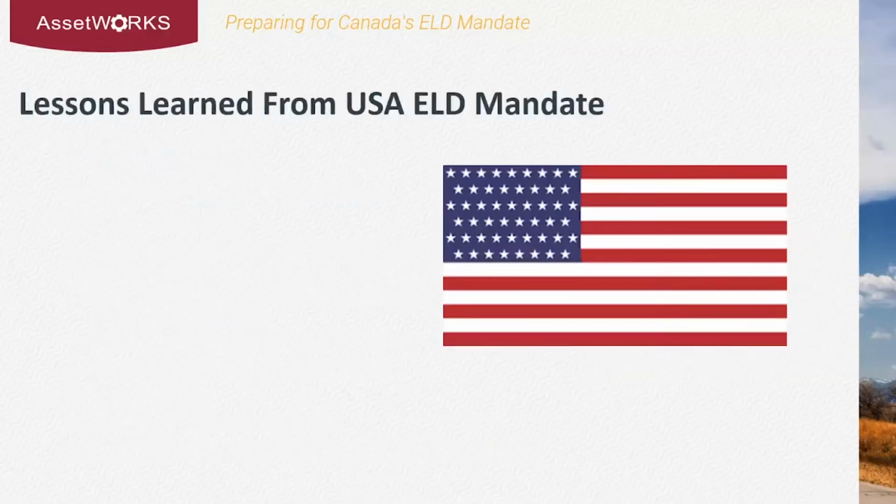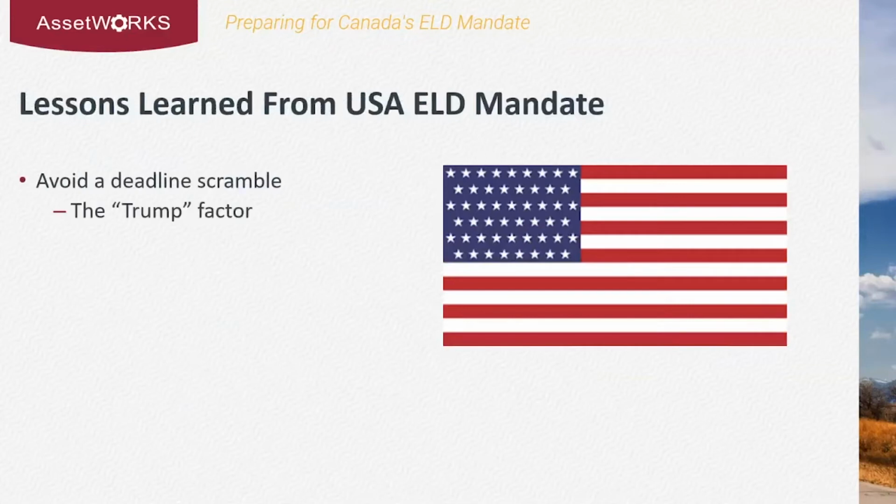Some of the lessons we did learn from the U.S. mandate were avoiding the deadline scramble. The U.S. had a Trump factor, and I don't mean the fiasco recently here this January, but back then Trump was expected to win the election, and people were just expecting he would overturn the ELD mandate. So there was a bit of a scramble, and a lot of organizations got caught short, saying, "Oh, I thought it was going to be canceled, and now I have literally weeks to get it done versus months."